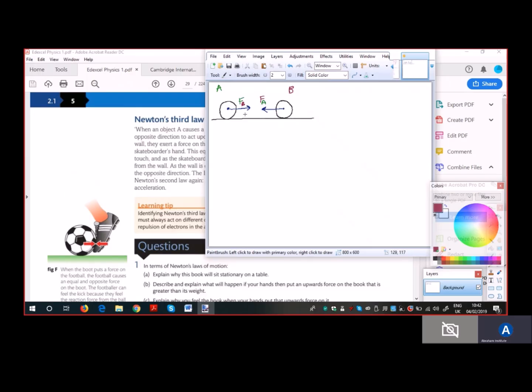Now if you take the gravitational force between the earth and the sun, consider this to be the earth and this to be the sun. The gravitational force exerted by the sun on the earth is this one. The gravitational force exerted by the earth on the sun is this one. So this is a Newton's third law pair. What Newton's third law states is that if body A exerts a force on body B, body B exerts an equal and oppositely directed force on body A.